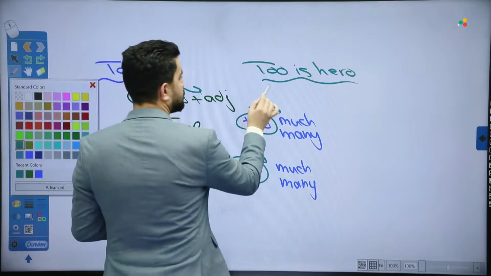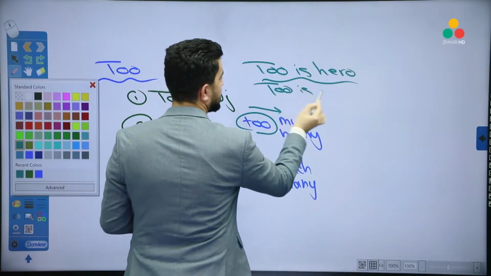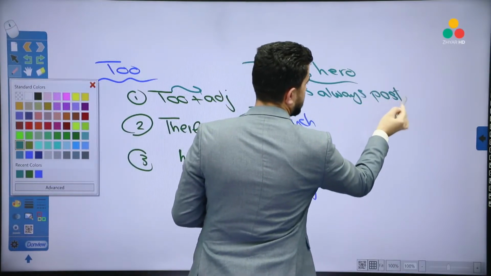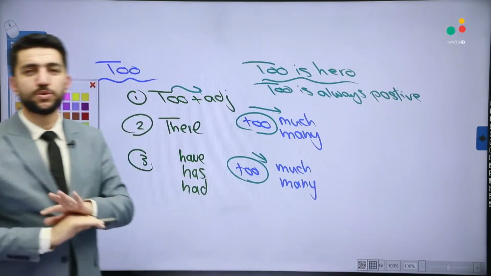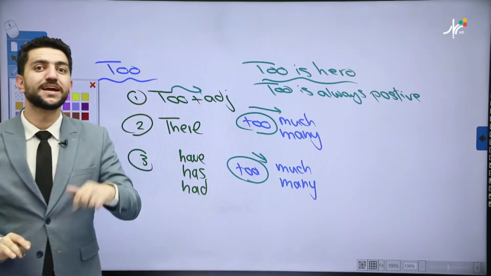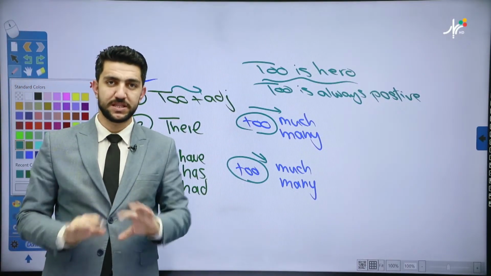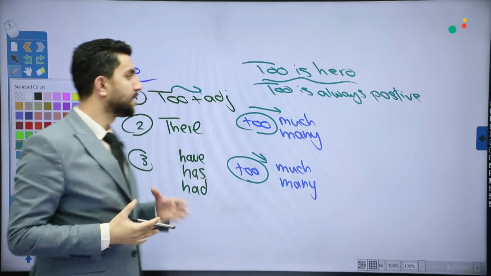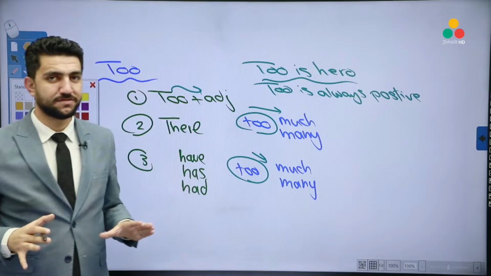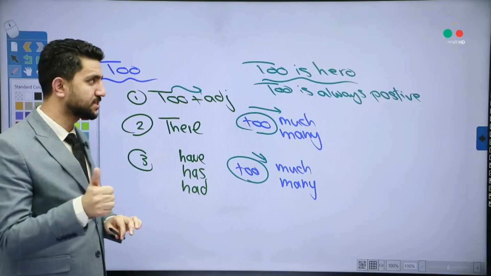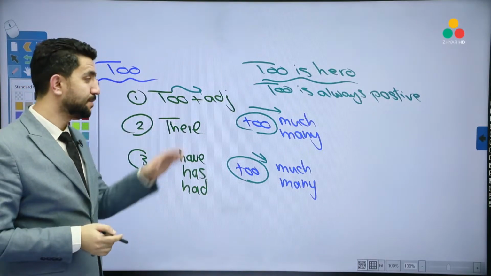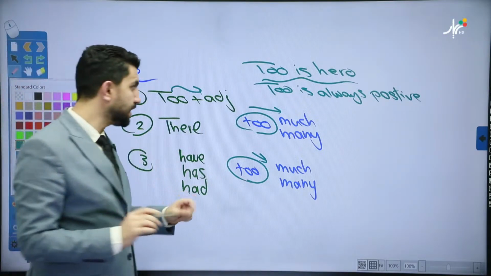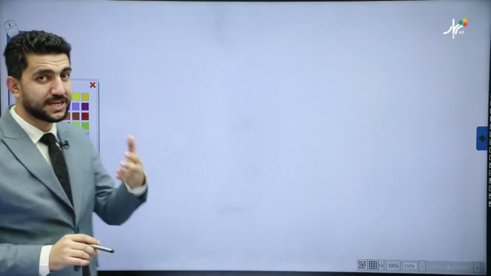"Too" is a hero. Number 2, "too" is always positive. It has a negative meaning, but the sentence is positive. Pragmatically, it has a negative meaning, but it's always positive, and it's a hero in a sentence, meaning it comes at the beginning all the time. This is how we use "too." Let's put it into different examples using "too."